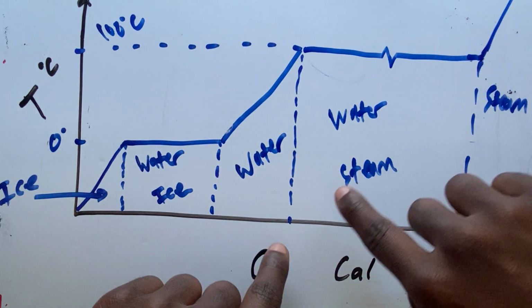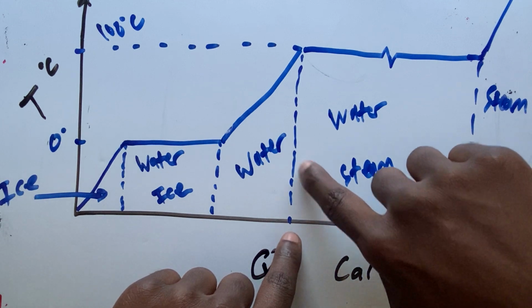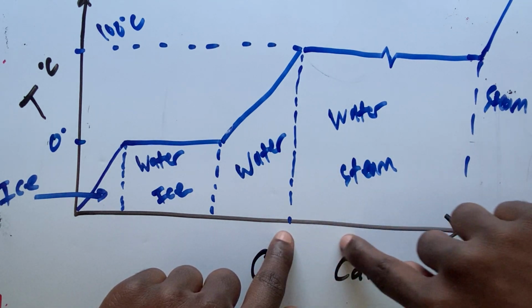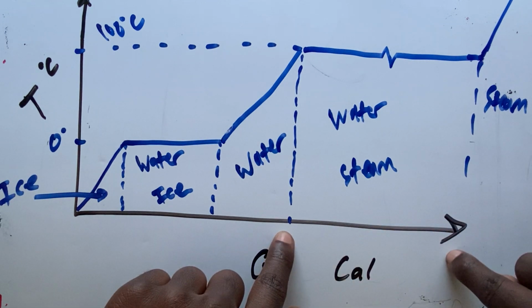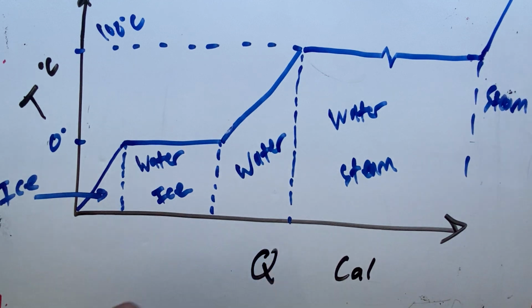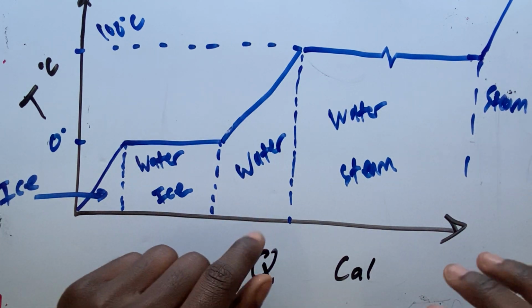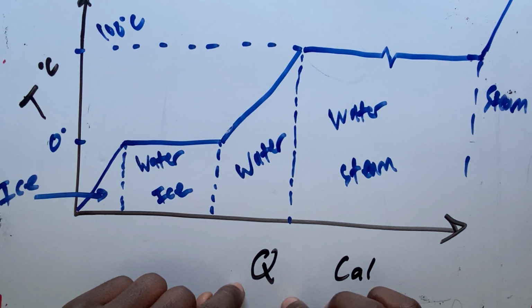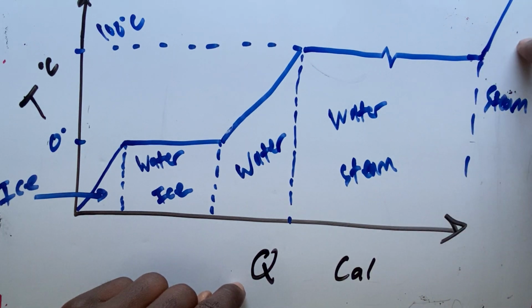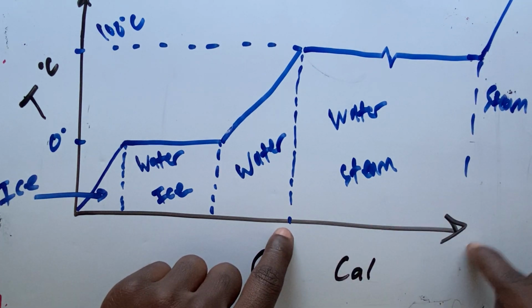Now, in order for all that water to become all steam, we have to add a lot more heat before it can become steam. So basically all this is just to show you that the amount of heat required to go from water and steam to steam is a whole lot.